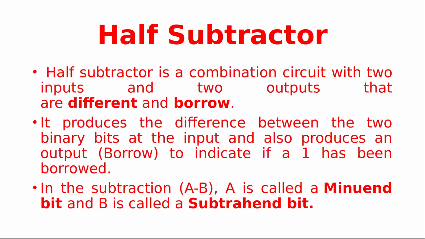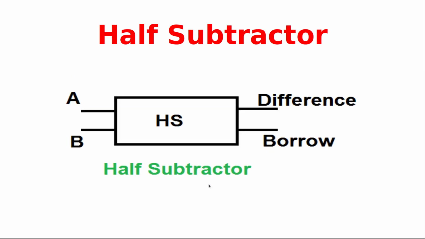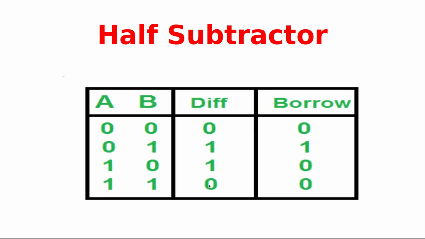Okay, then here I already showed you. It produces the difference between the two binary numbers. Here A and B, A is called the minuend and B is the subtrahend bit. Okay, then this is the diagram. Now I am going to tell you about the logic behind the half subtractor.